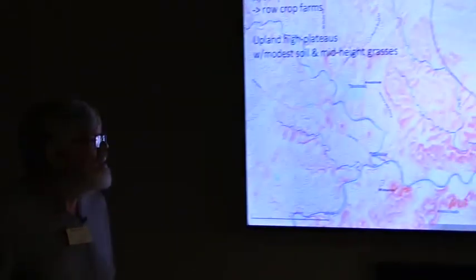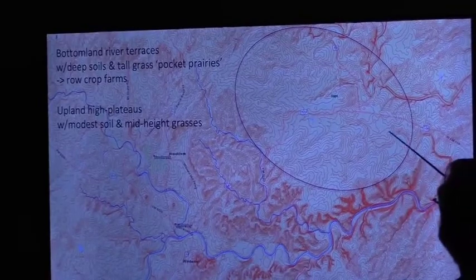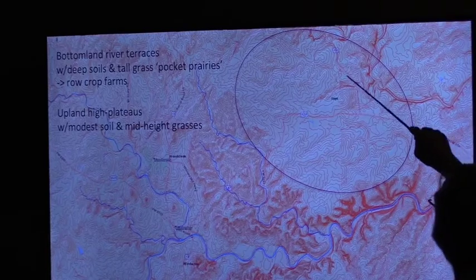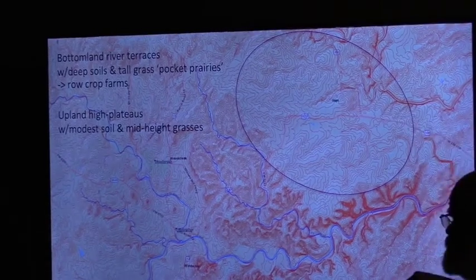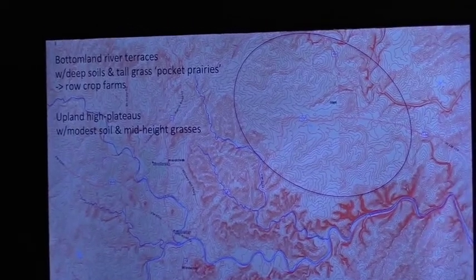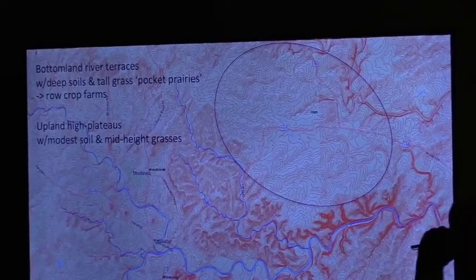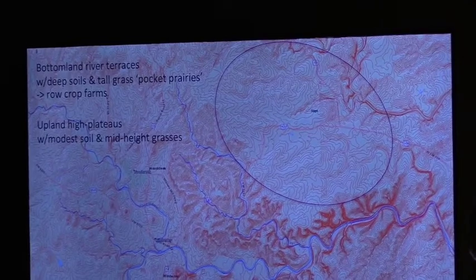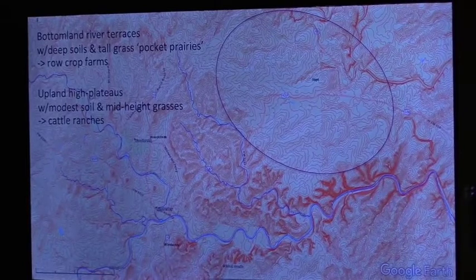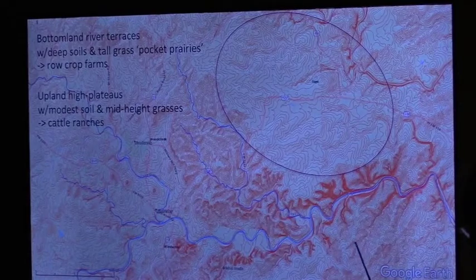Over here, they were on fairly flat ground up higher. This is 32, 37. And this is 150. You're right, that is Onion Creek. Okay, so up here they had less soil, but they had mid-height grasses. Mid-height grasses are this tall as opposed to this tall. And they turned those into cattle ranches. That was the most successful cattle ranches. And that's River Mountain Ranch, who you're looking at.